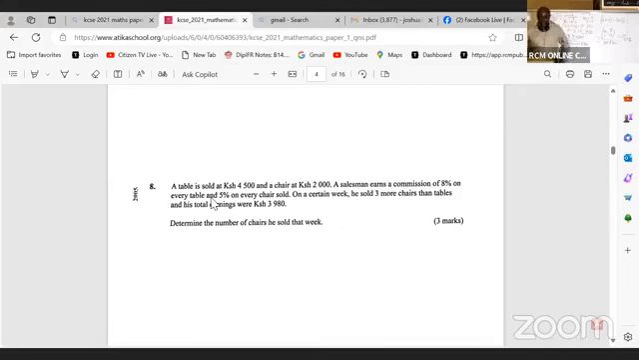So question number 8, we are told a table is sold at Kenya shillings 4,500 and a chair at Kenya shillings 2,000. A salesman earns a commission of 8% on every table and 5% on every chair sold. On a certain week, he sold 3 more chairs than tables, and his total earnings were 39.80. Determine the number of chairs he sold. I'm repeating again, a table he sold that much, a chair that much. So the chairs were more.